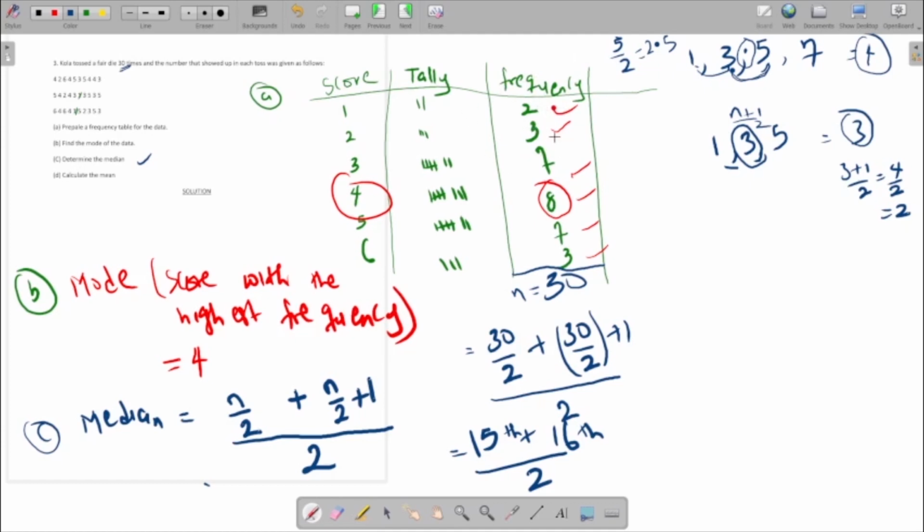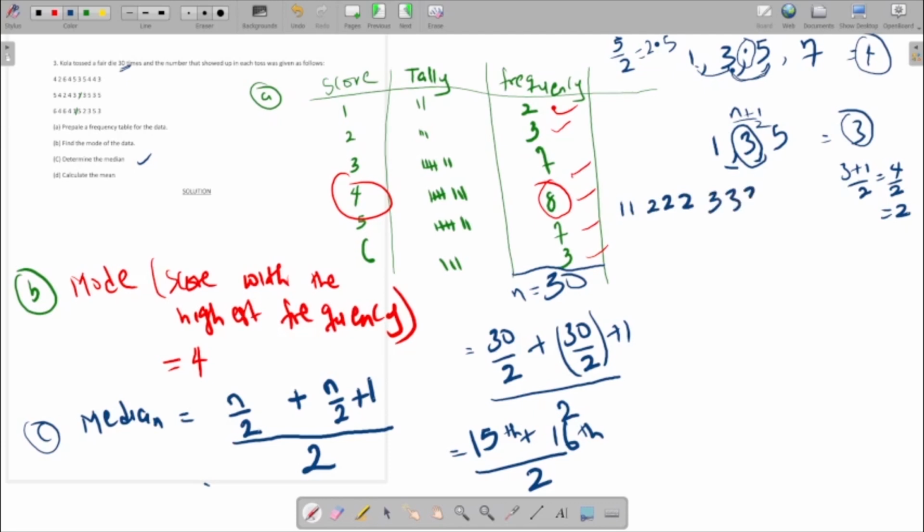Because for us to get the median, you need to rearrange in order. So it has been arranged here. If you can't really get it that way, let us put it like this. We have 1 in 2 places, that is 1, 1. We have 2 in 3 places, 2, 2, 2. We have 3 in 7 places.